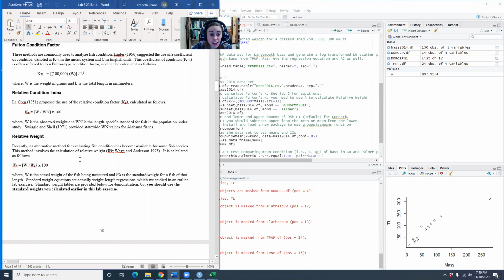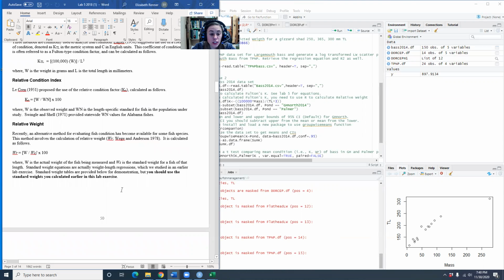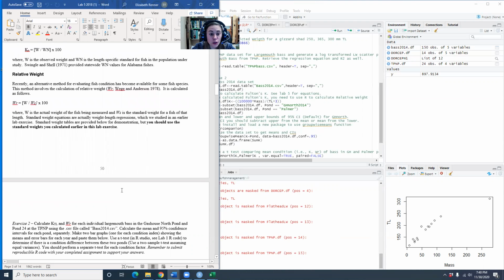All right, recently, an alternative method for evaluating fish condition has become available for some fish species. This method involves the calculation of relative weight, or WR. It's calculated as follows. WR equals W divided by WS times 100, where W is the actual weight of the fish being measured. WS is the standard weight for a fish of that length. And so you take the actual weight divided by the standard weight for a fish at that length times 100. Standard weight equations are actually weight length regressions, which we studied in an earlier lab exercise. So standard weight tables are provided below for demonstration, and you should use the standard weights you calculated earlier in this lab exercise.